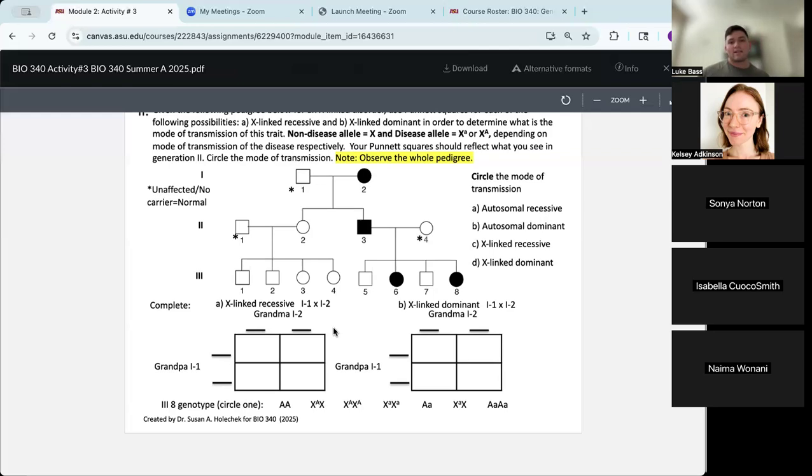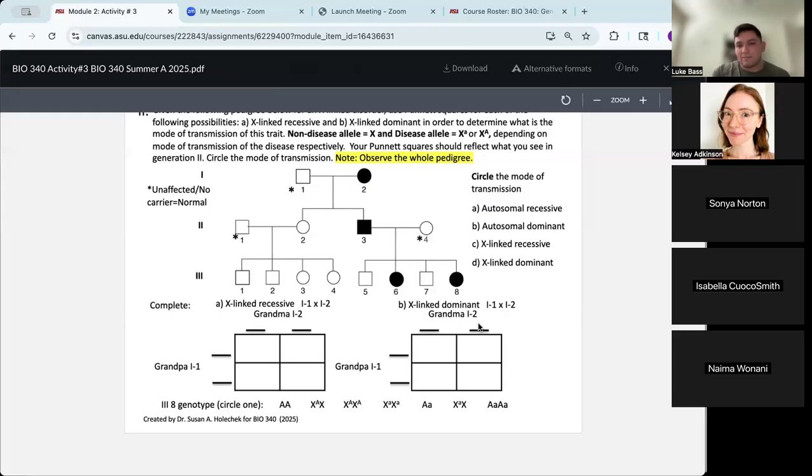Gotcha. Okay, so over here on the dominant table, I don't know if this would have made sense right off the bat. If it's X-linked dominant, you're only going to need one of the alleles, like X to the capital A. So from the pedigree, it's going to be X capital A, or X superscript capital A. That's going to be your disease allele, and then a normal X allele.